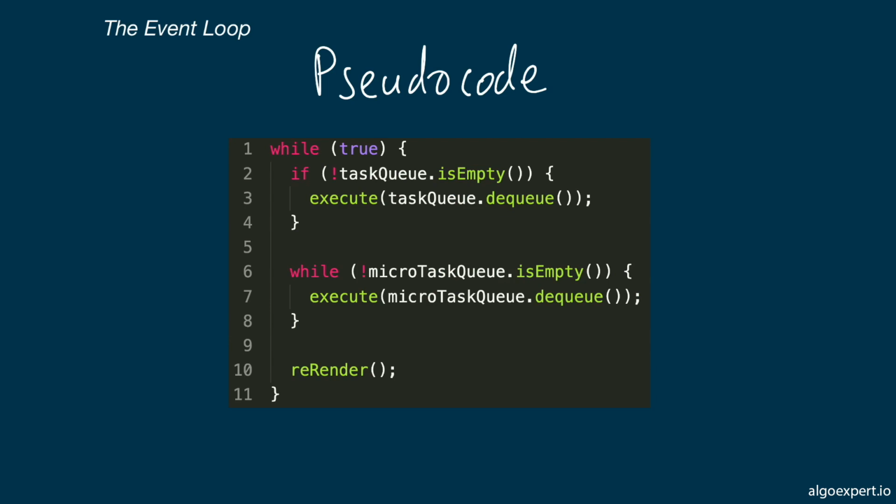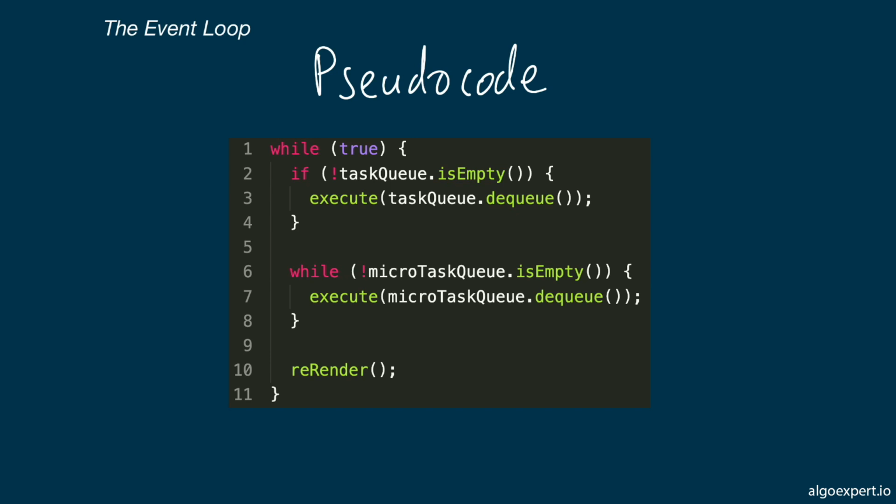We loop infinitely, and in each iteration, if the task queue is not empty, we execute one task. Then after executing that task, we execute every microtask. So while the microtask queue is not empty, we execute each of the microtasks one at a time. Finally, we render any changes made to the page, and we continue the loop. So we go back to the beginning, and we would remove the next task from the task queue.